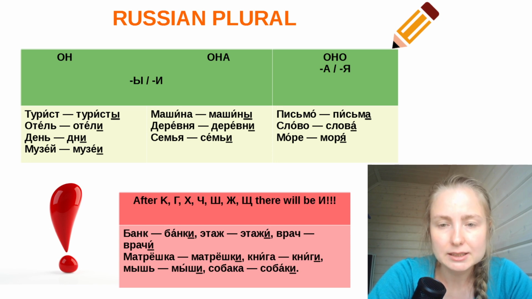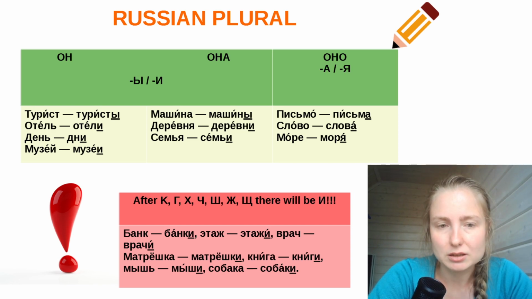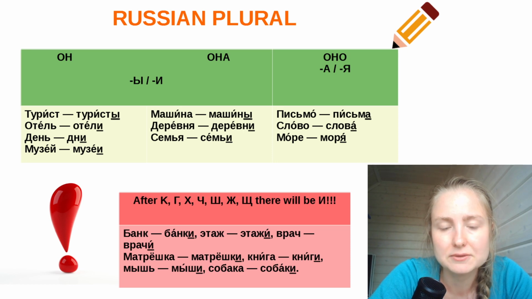Like банк, банки, этаж, этажи, врач, врачи. So банк, этаж, врач. These are masculine words that end in к, ж, ч. And after these letters, according to Russian spelling rules, we need to write ending и. Okay, and feminine words, let's look.